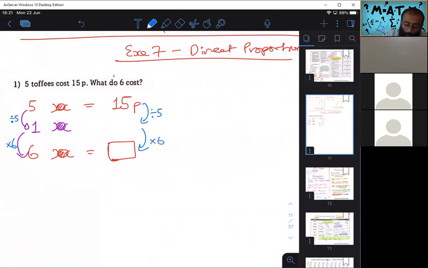Okay, this is called direct proportion. So 15 divided by 5, you told me earlier, was 3p. 3p times by 6 is 18. So the answer is 18p. So if everybody can realize in this particular question, question number 1, how many steps did we do, Mahir? 1 or 2 steps? 2. 2 steps, excellent. Because we need to go and work out the cost of 1 toffee.